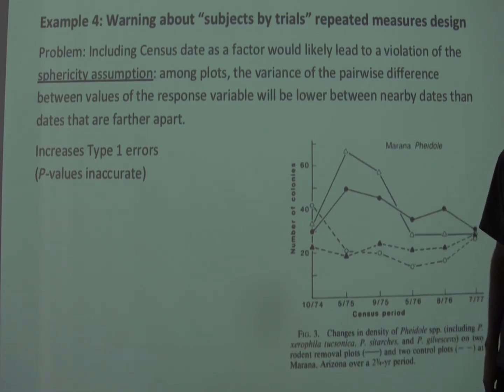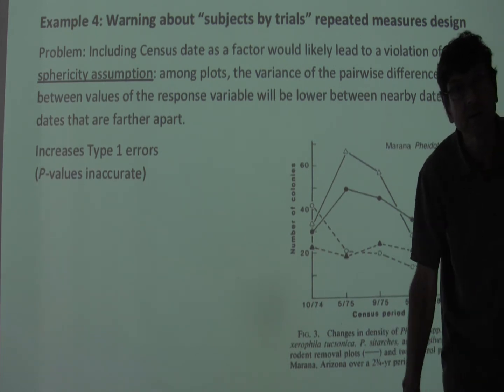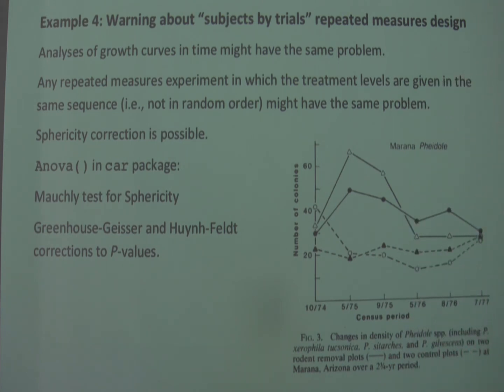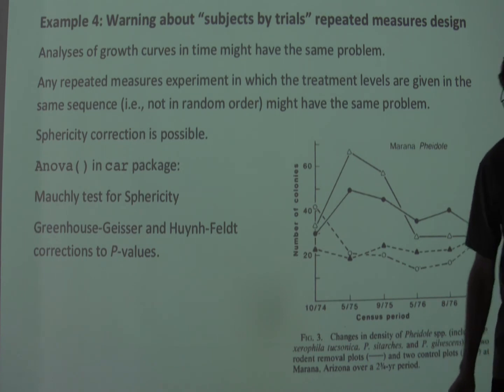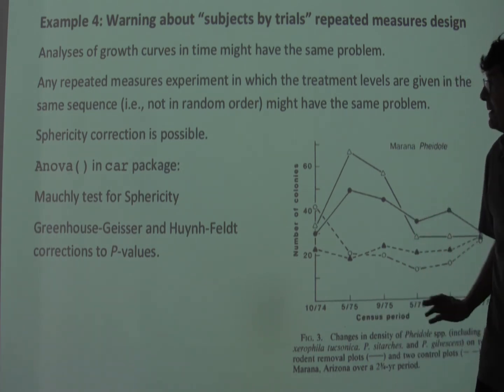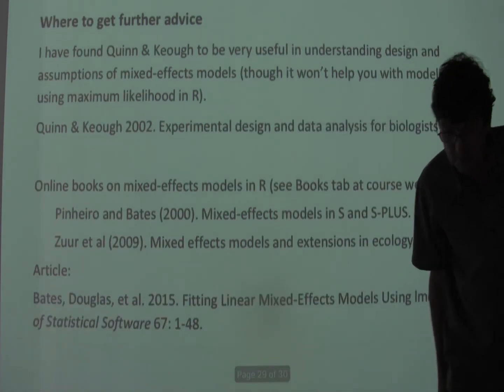It increases type 1 errors, in my experience, by an order of magnitude, but there are ways of correcting for this in R, of course. So there are tests for sphericity, and there are corrections for it. I'm just telling you this because you should be careful when time is a factor in your analyses. It's more perilous than you might imagine.